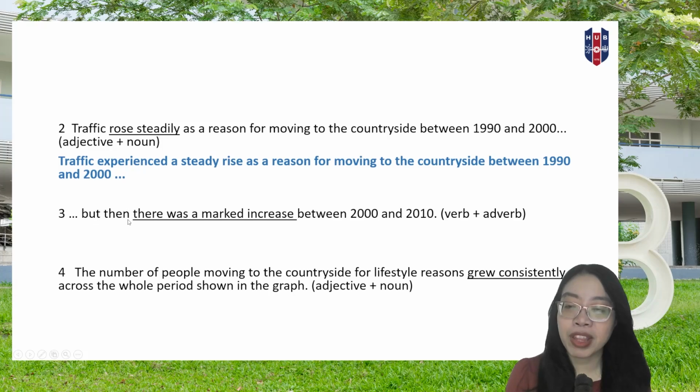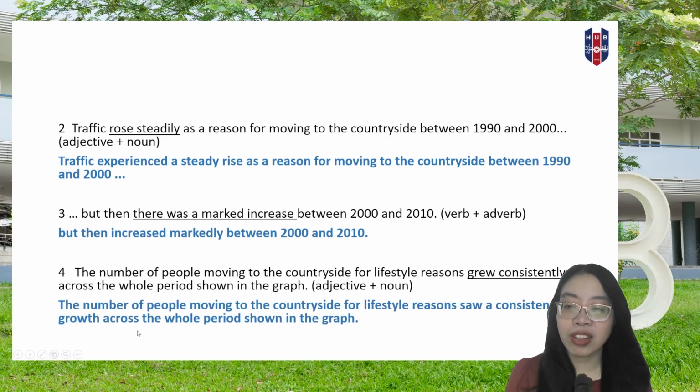For number 3, but then there was a marked increase. Alright, so you can change into but then increased markedly. Okay, so from an adjective and a noun, you change it into increased, a verb, and then markedly, an adverb. For number 4, you can say the number of people moving to the countryside for lifestyle reasons soared, a consistent growth. So again, you use the structure soar, a consistent. You use an adjective here and a noun here, growth.